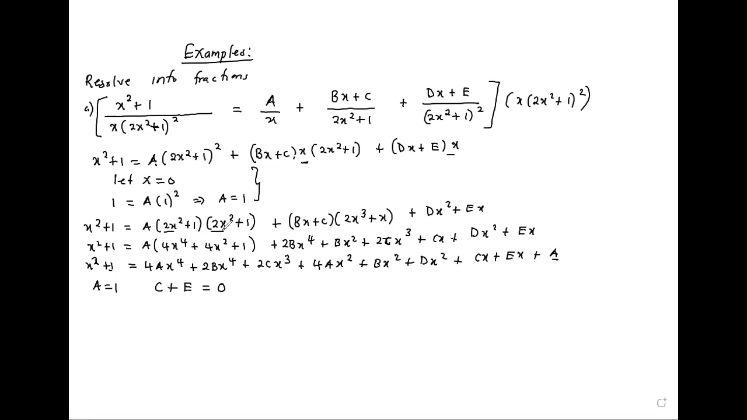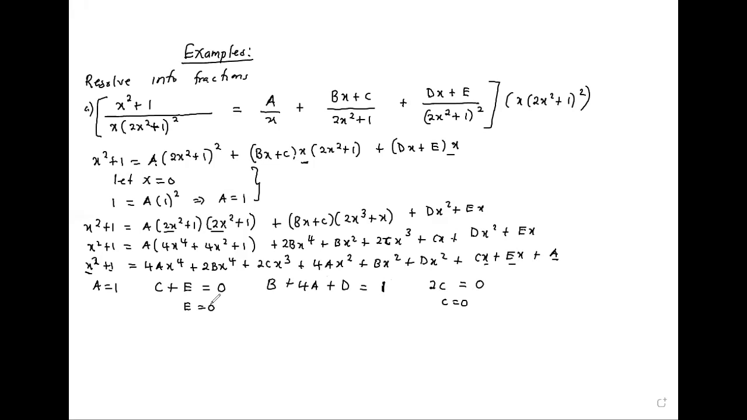Okay. So we've done the x, we got the x squared, b plus 4a plus d is equal to 1, because x squared is here on the left, and this coefficient is 1. Then we go to power 3, 2c is equal to 0, simply saying c is 0. So E is 0.